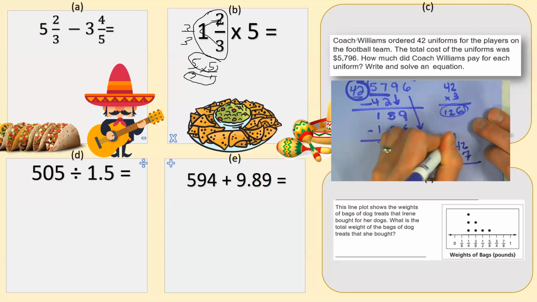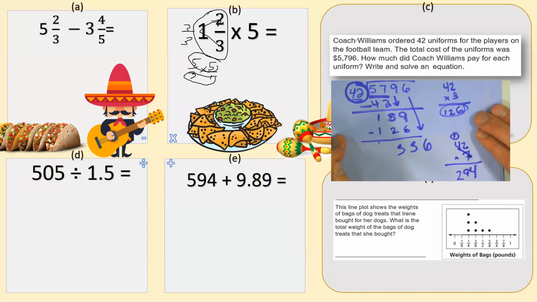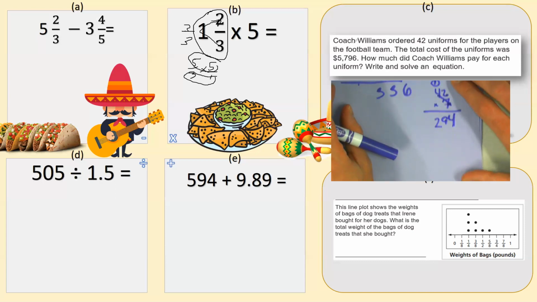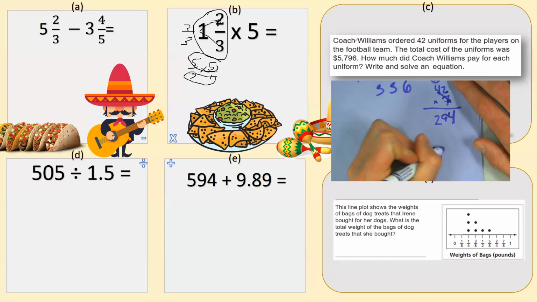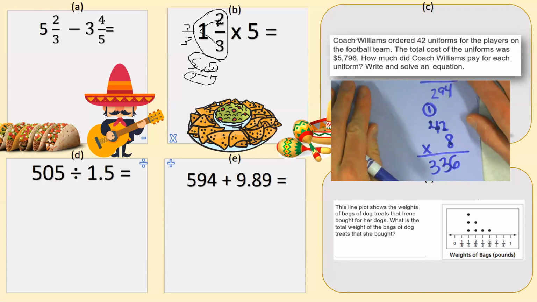7 times 2 is 14. 7 times 4 is 28, plus 1 is 29. Ooh, that's 294. Could we go one more? Sure, maybe. Let's try. So let's see what 42 times 8 is. Hopefully it's 336. 8 times 2 is 16. 8 times 4 is 8, 16, 32. Plus 1 is 33. Check it out. We figured out that 42 times 8 is 336.